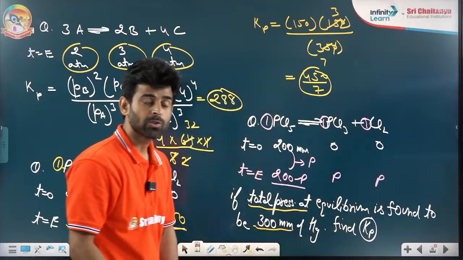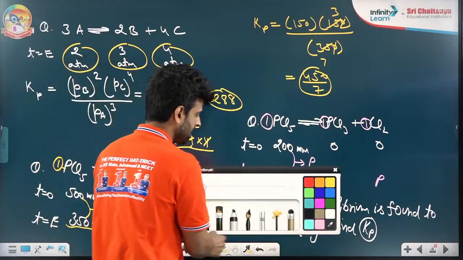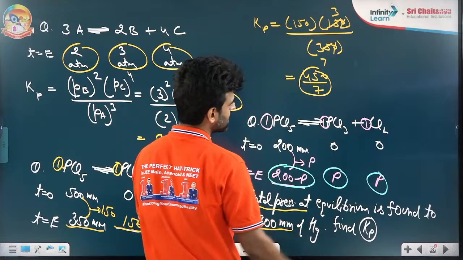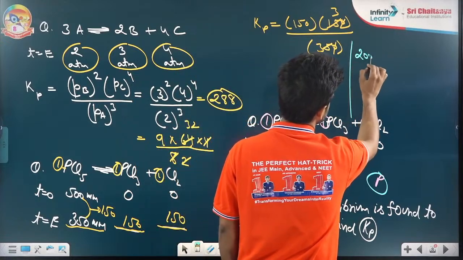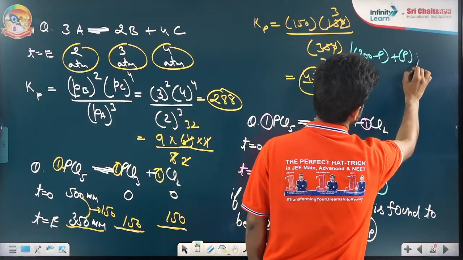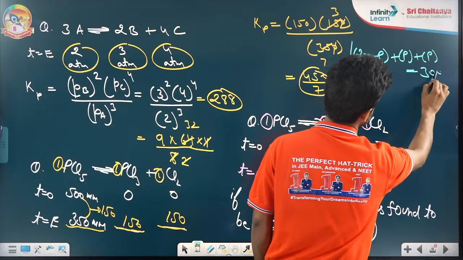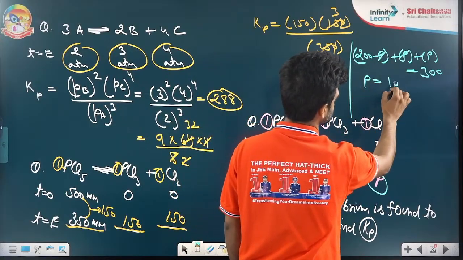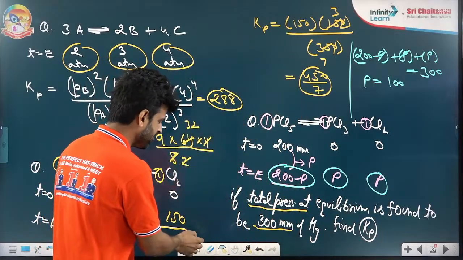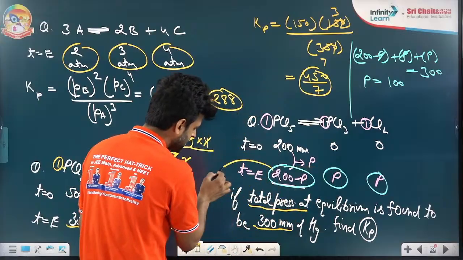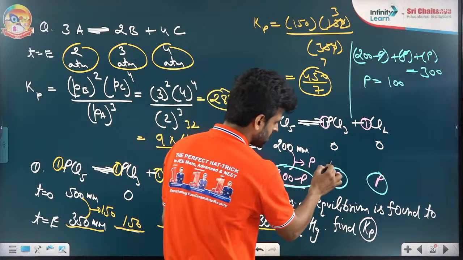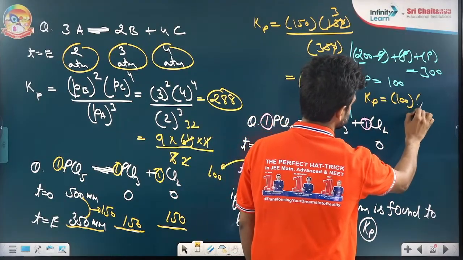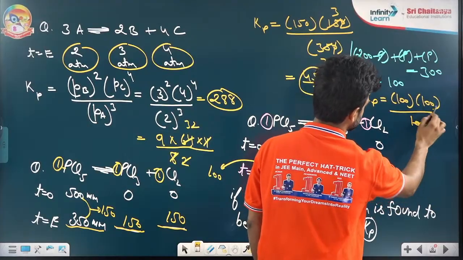The total pressure at time of equilibrium, if you see, beta, how much? 200 minus P plus P plus P. This data they have given. They are telling us that 200 minus P plus P plus P equals 300. Right? So from here I can say, what is P coming? P coming how much? 100. Now if P is 100, then this data how much? This is 100, because 200 minus 100. This is also 100. Very good. So I can find Kp. The PCl5 100, the Cl2 100, divided by 100. So what is the final answer coming? 100.